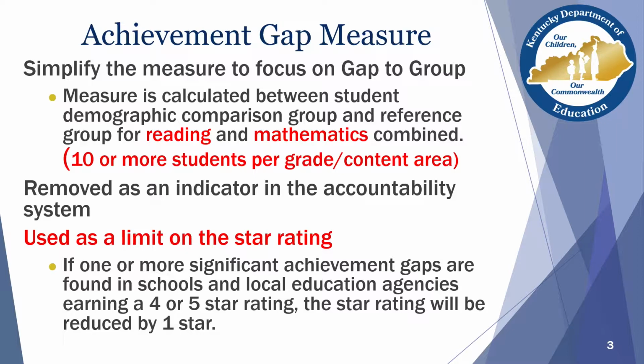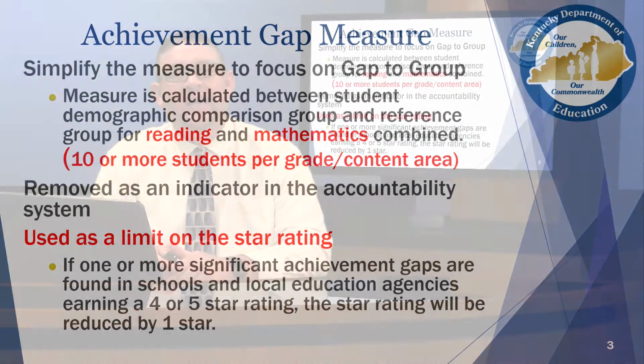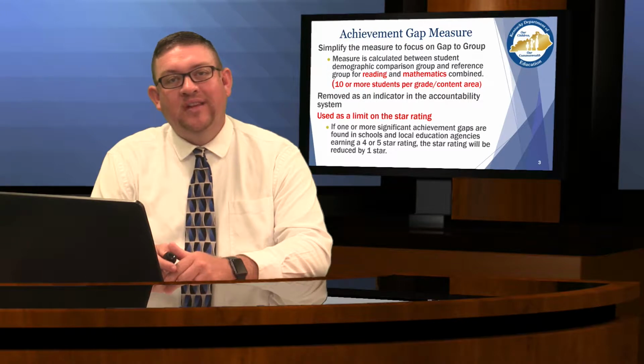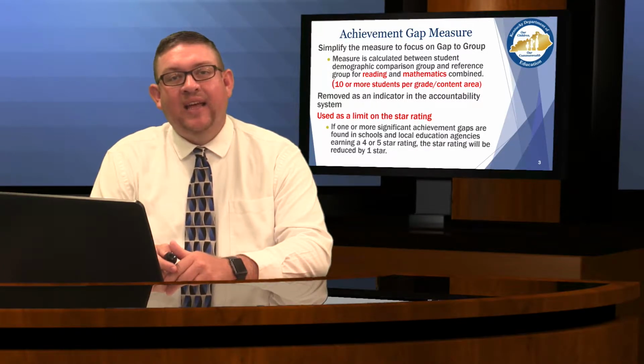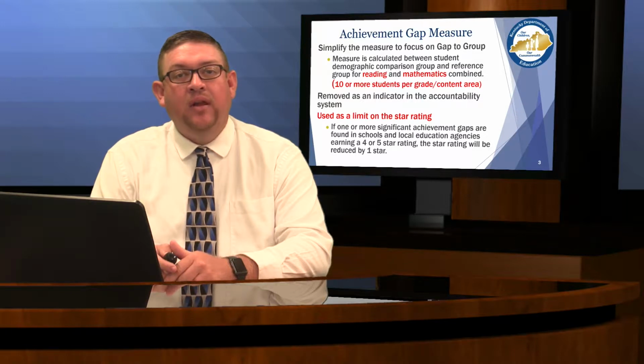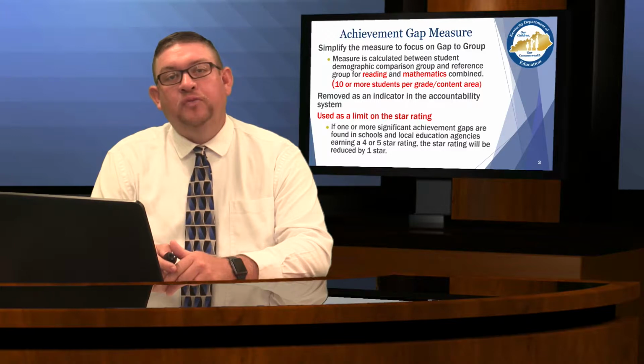As we navigate into specifics related to achievement gap, I first want to remind all viewers that achievement gap is no longer an indicator. Instead, the Kentucky Board of Education moved to use it to assist with the overall rating. That impact meant that once the 6 indicators determined an overall 5-star rating, if significant achievement gaps were found at a school, whether it be 1 significant gap or 5, only those ratings of 4 and 5 would be impacted. They would be reduced by 1 star.